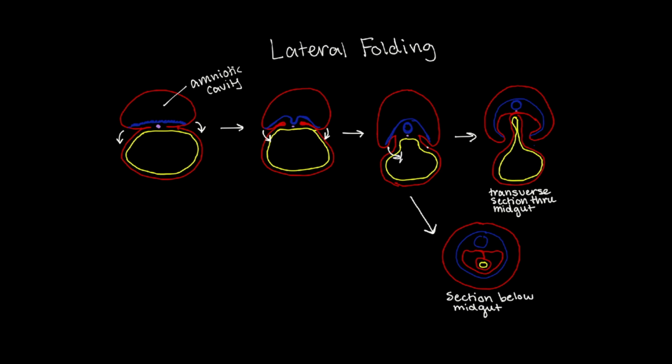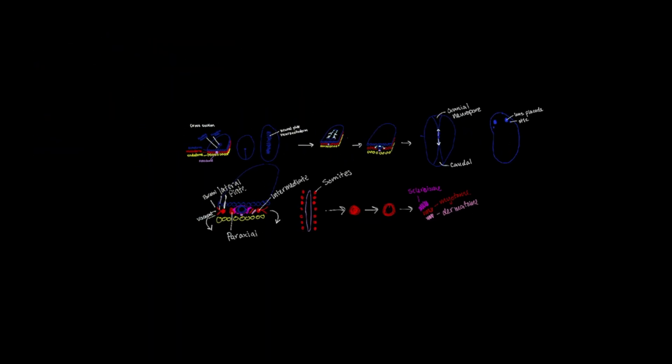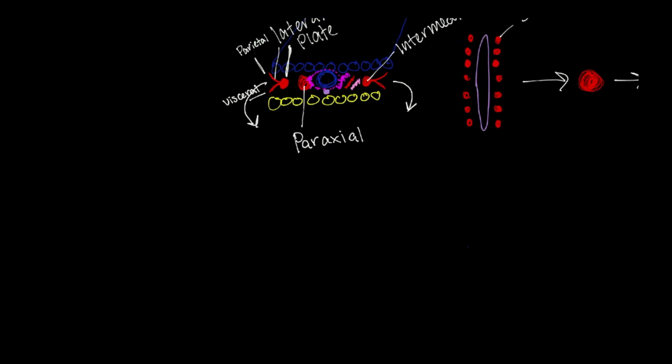And you can see here, it will form along, it will form this structure here, the section below the midgut, and then right at the, if we took a transverse section, right at the level of the yolk sac, we would have this connection to the yolk sac. But I'm going to be redrawing this to illustrate the lateral plate mesoderm. So we have our lateral folding.